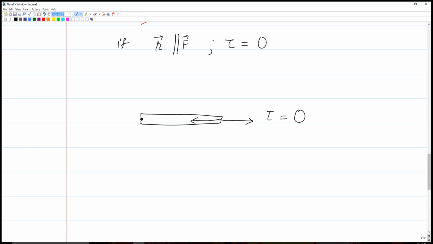Alright, so we will stop this video here, and in the next one we'll look at some examples of calculating torque for various cases and also give you a second definition of torque.